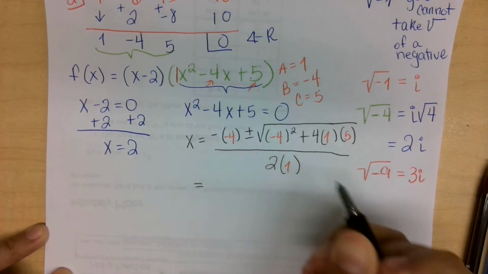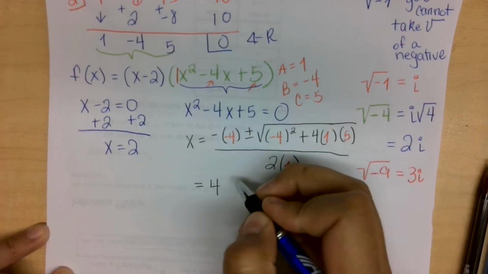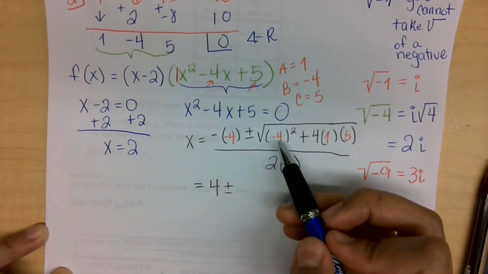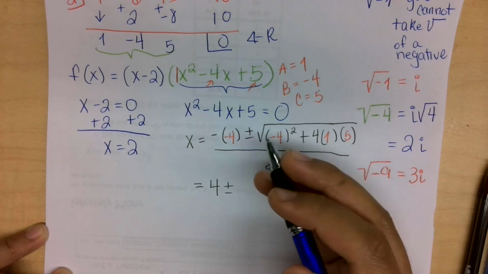A negative and a negative is a positive, plus or minus a negative 4 squared. Remember, it's the entire negative 4. A negative times a negative is a positive.